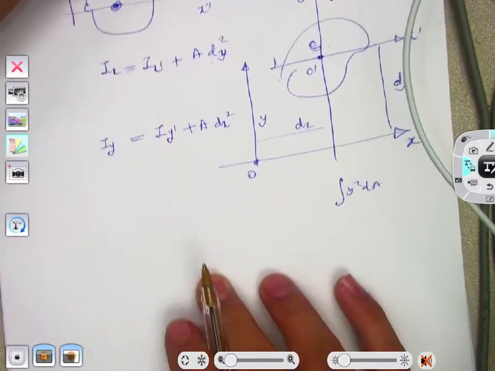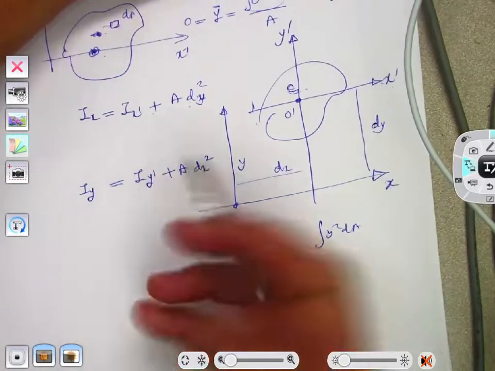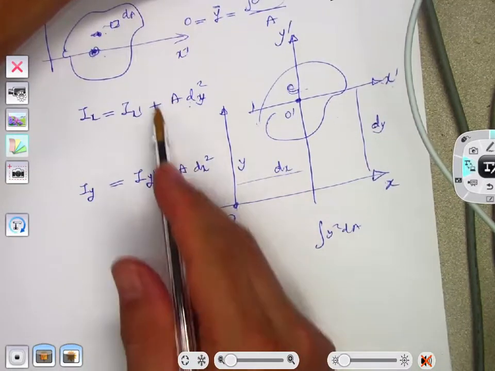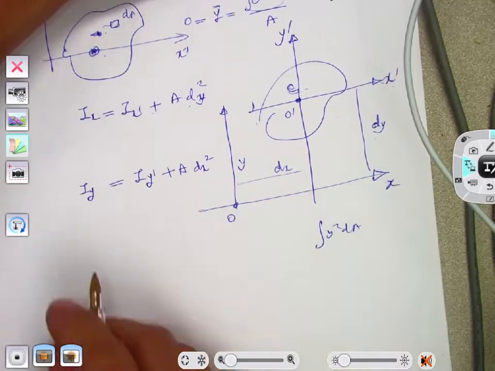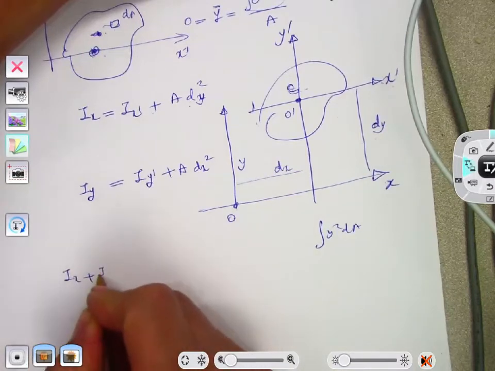Alright, so now the proof is similar, right? So if you look at these two equations, let's add them up, both sides, and see what I get. On the left side, I'm going to get what? Ix plus Iy.